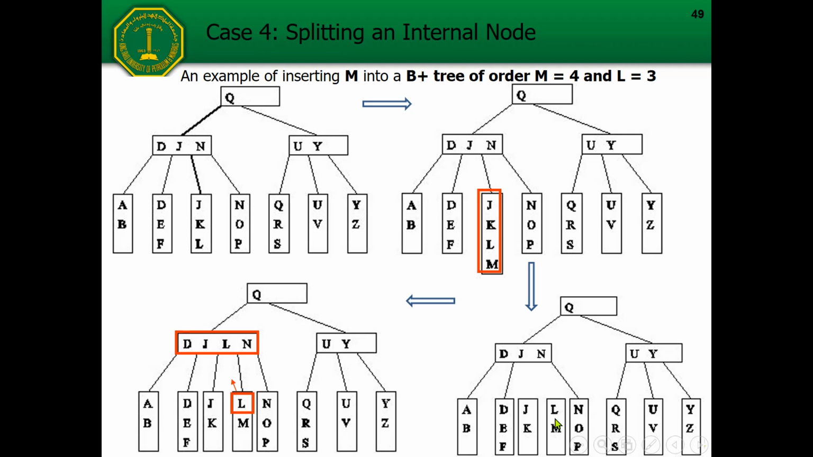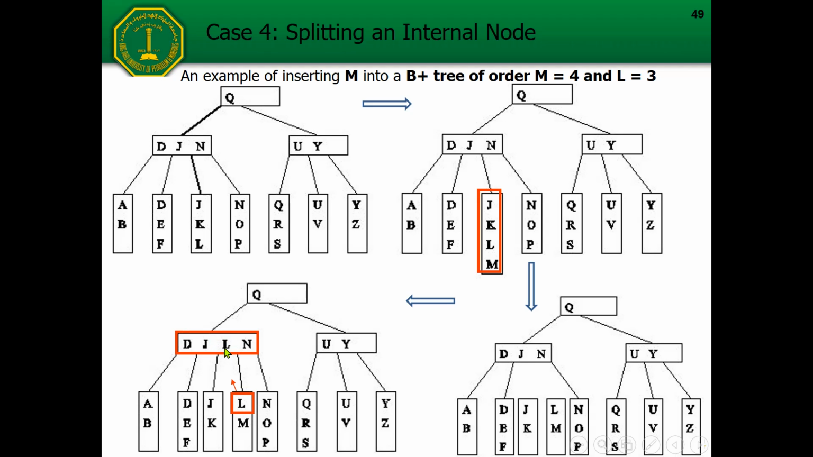As in the previous step, when we split the leaf, we need to take the smallest value from the right child, then promote that value to become one of the values in the parent. So in this case, the smallest value in the right child is L. We take L and put it into the parent. So L is over here.